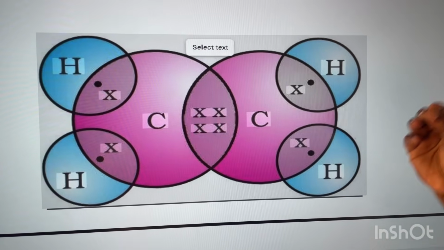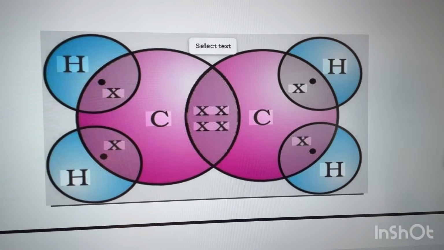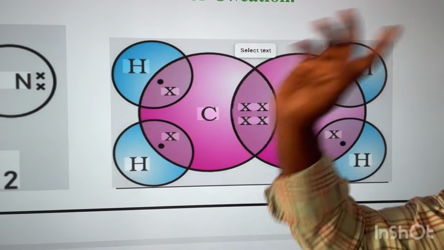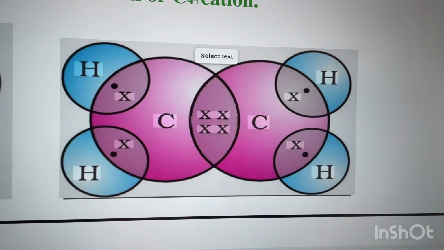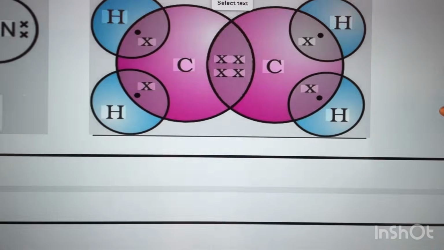They may ask ethene, ethane also. Oxygen molecule also may be asked. Hydrogen molecules also may be asked. This is important.